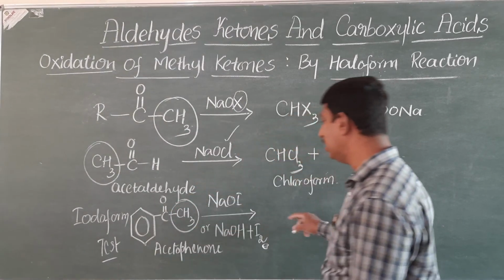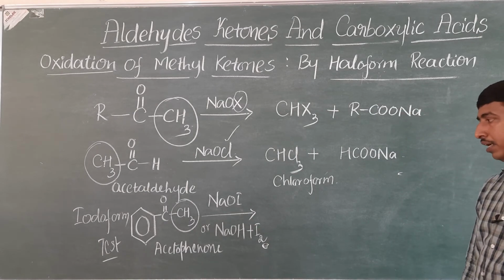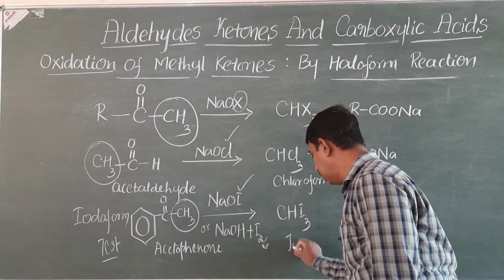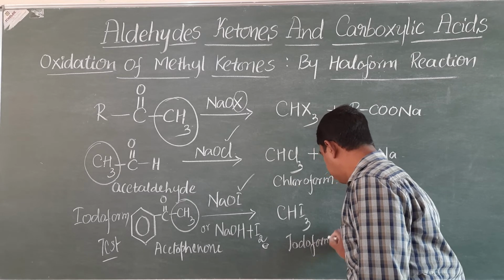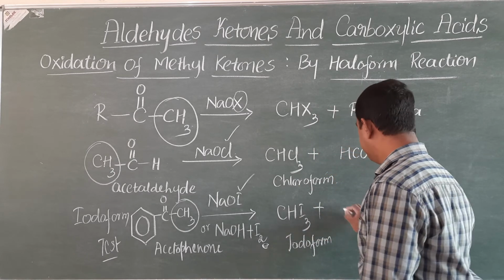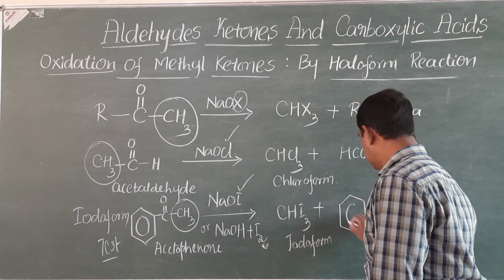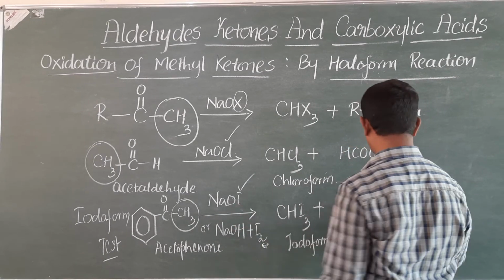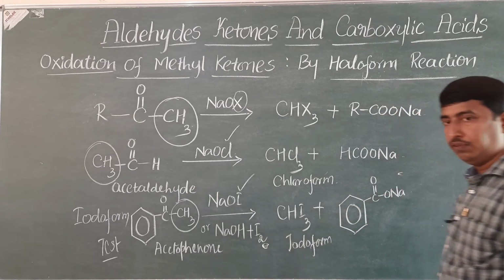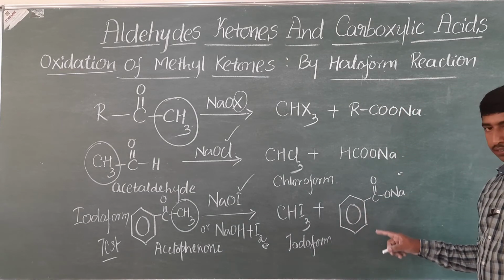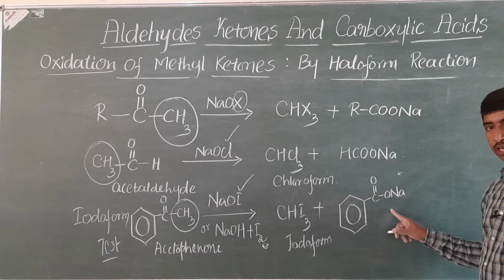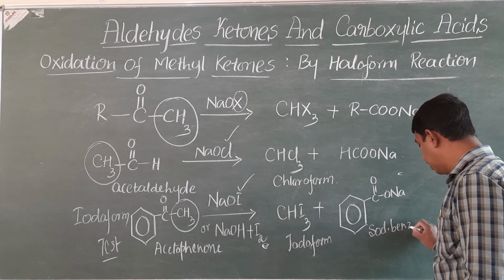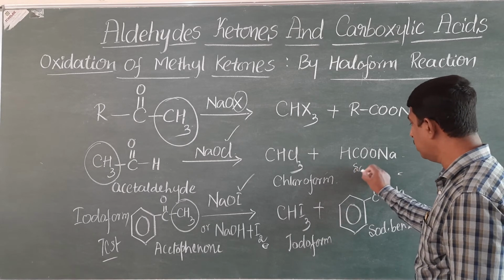During the oxidation, the methyl group is converted to iodoform, that is CHI3. CHI3 means iodoform. Along with the iodoform, we get one more product, that is benzene ring, C double bond O, ONa, or C6H5COONa, the sodium salt of benzoic acid. It is named sodium benzoate. This is sodium formate.